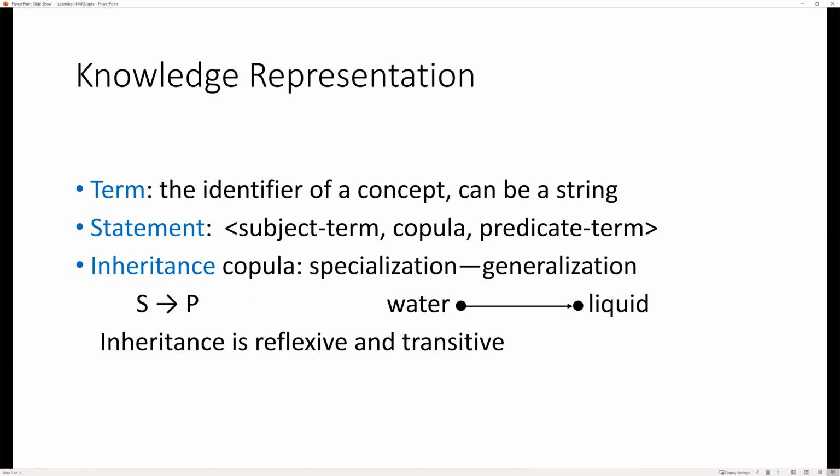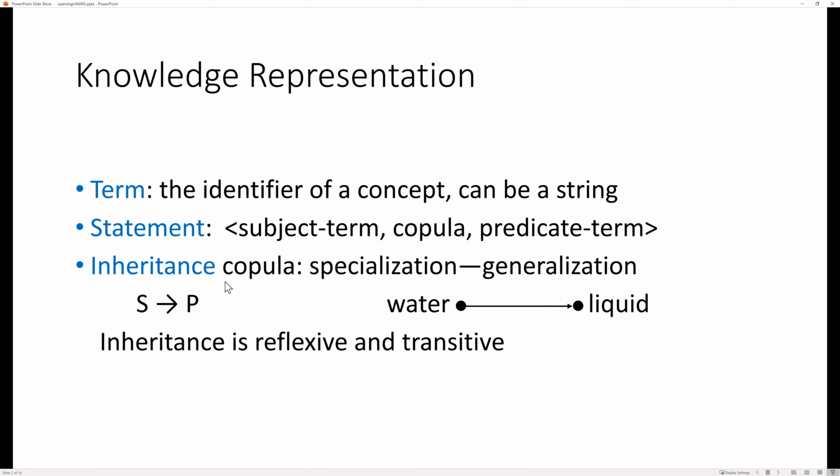Then from terms, we can form a statement. The simplest case, again, is that the statement is formed by two terms: one subject term and one predicate term, related together by a copula. So it's very similar to the format used in Aristotle's logic. Then what is a copula? Well, there are several types of copulas.